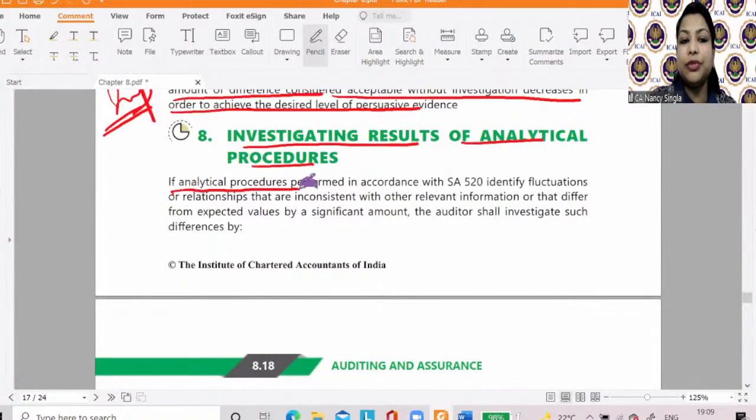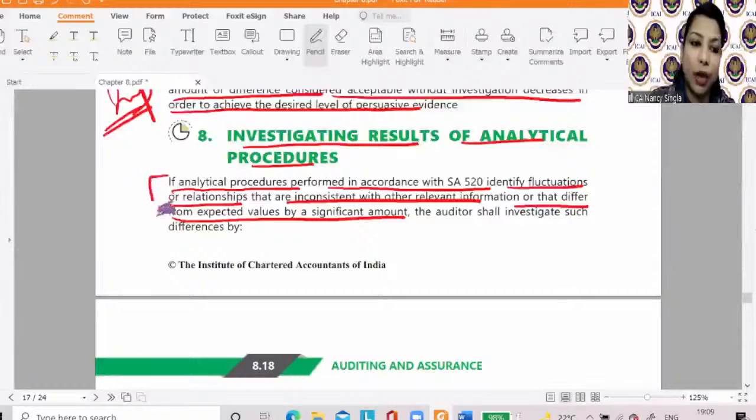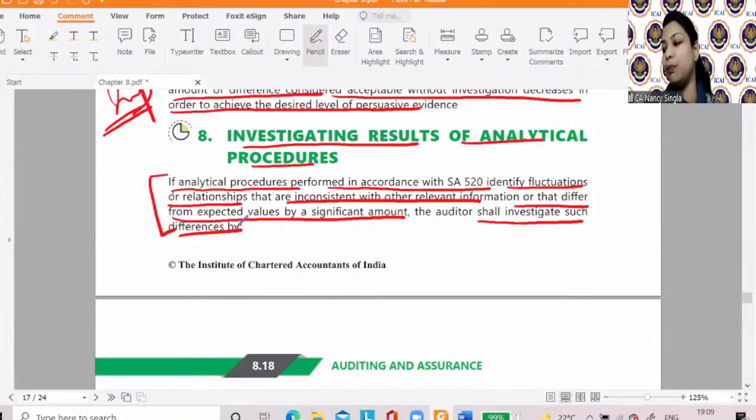If analytical procedures performed in accordance with SA 520 identify fluctuations or relationships that are inconsistent with other relevant information or that differ from expected values by a significant amount, as it is. This is the same thing which is mentioned in the definition of analytical procedure, na. So what to do then? The auditor shall investigate such differences by, okay. Can you see the link?